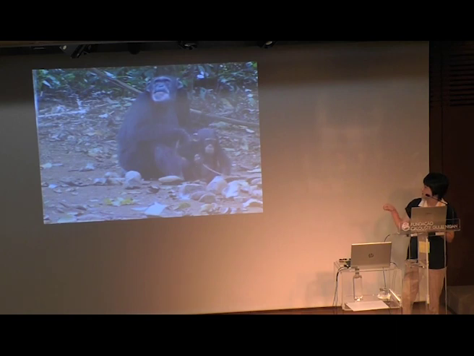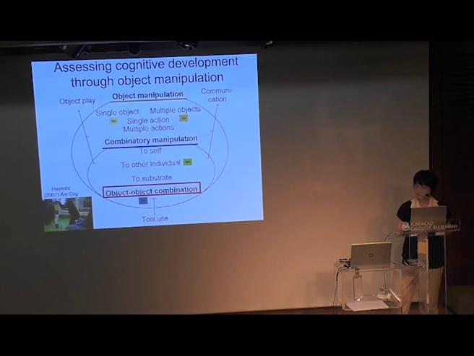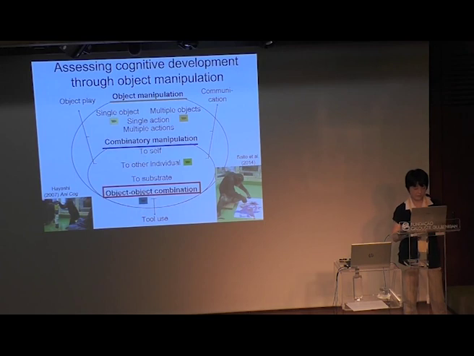This object-object combination seems not to have functional meaning. But if it has functional meaning, it leads to the emergence of tool use. Or it can be used in a communication context, or in object play mediated by objects. Chimpanzees are also known to exhibit a variety of object-to-object combinations, such as stacking blocks or drawing with a brush or a pen on paper.